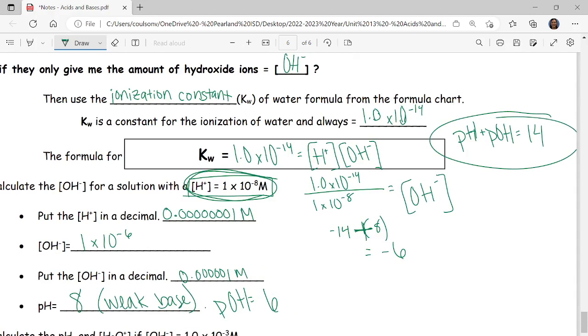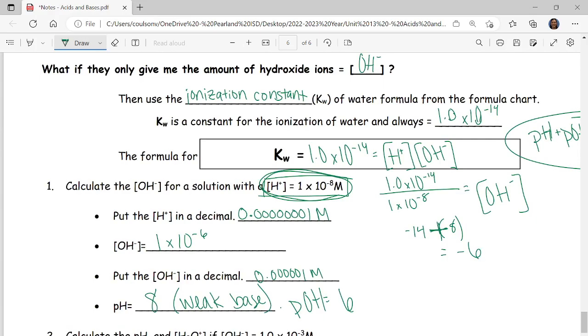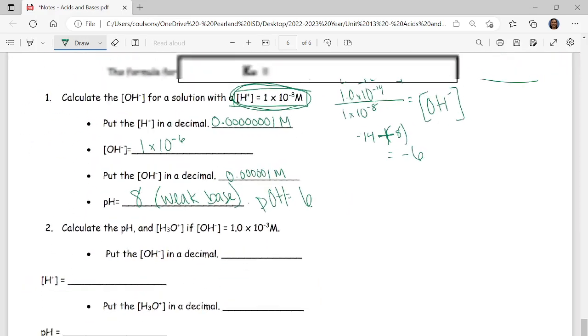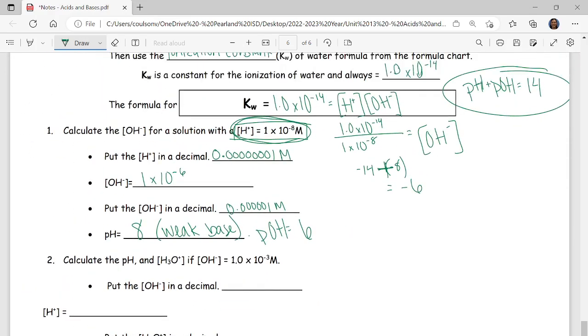That would be a weak acid. I think we're done on this. So that would be a weak acid. No, it's a weak base. No, the pH is higher than the pOH.